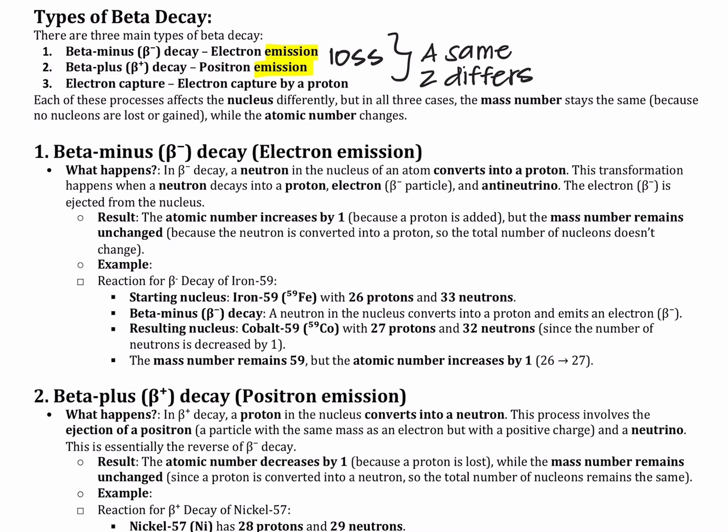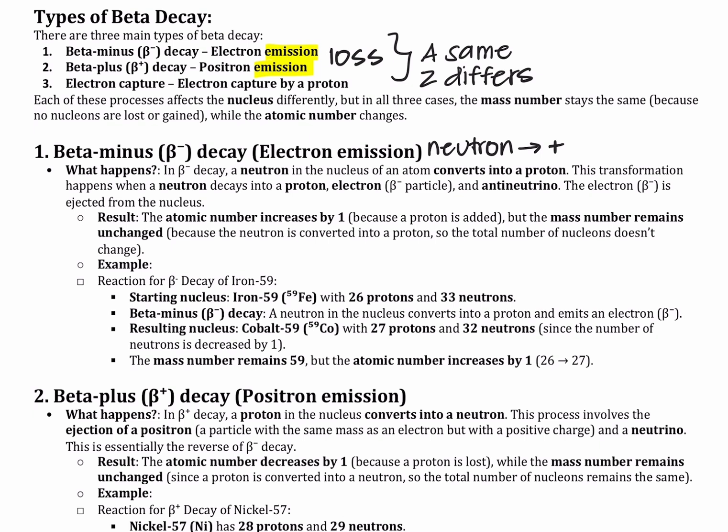So let's go ahead and look at the first one. Beta minus decay. Look at how this is a minus sign. I actually like to think about the fact that it's an opposite. You'll see why I said that. So in beta minus decay, a neutron in the nucleus converts into a proton. This transformation happens when a neutron decays into a proton, and as a result, the atomic number increases by 1. Since a neutron turns into a proton, there is an additional proton now, and when that happens, the atomic number will go up 1. When the atomic number goes up 1, that means we're changing to a different element.